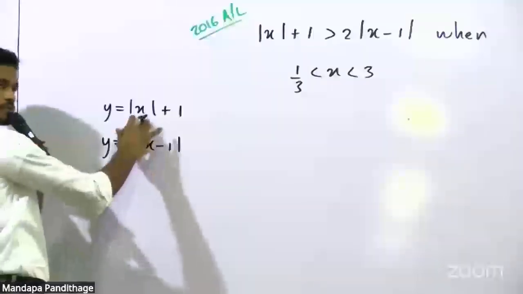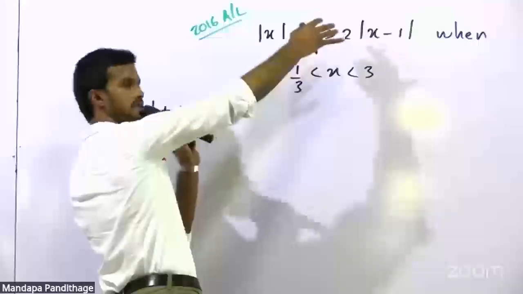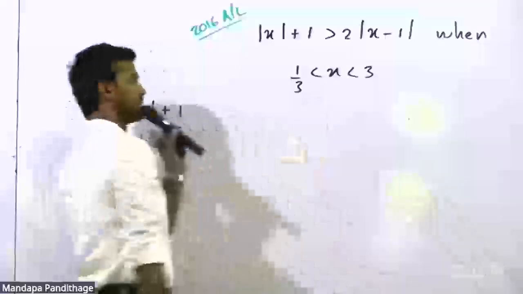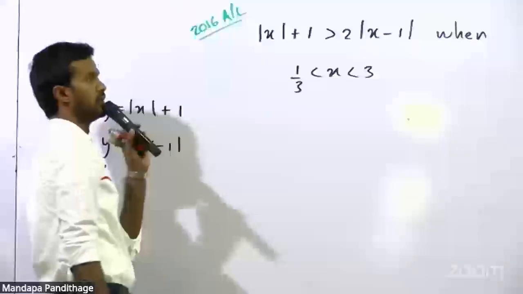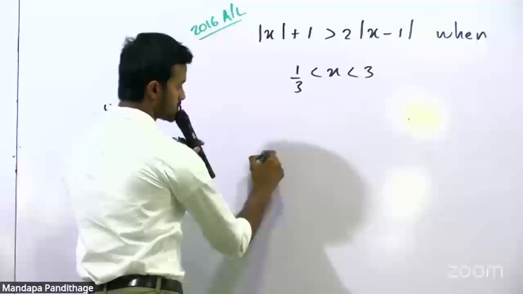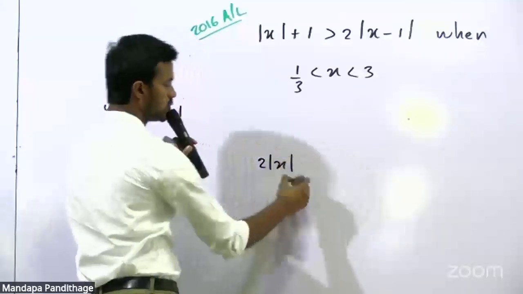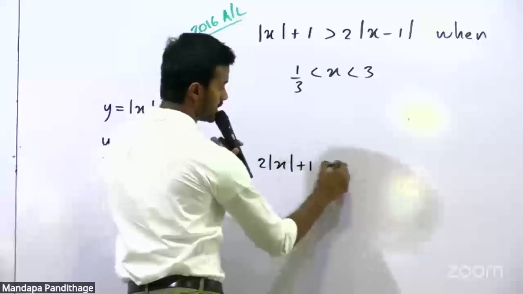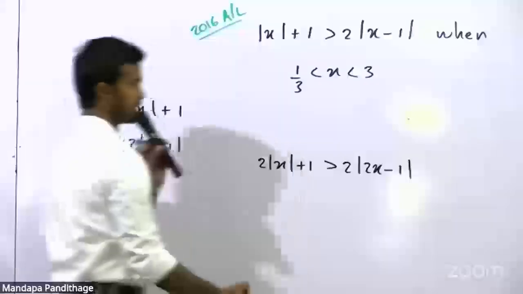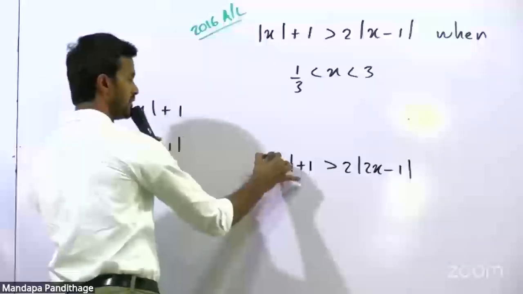So if we are supposed to sketch these two graphs and we have to solve this inequality, it's clear that you got one graph on one side and the other graph on the other side. So you can solve it. But the question is quite different. They're asking a question like this. Solve the inequality 2 times modulus 2x plus 1 is greater than 2 times modulus 2x minus 1. So this is the inequality that they have been given.